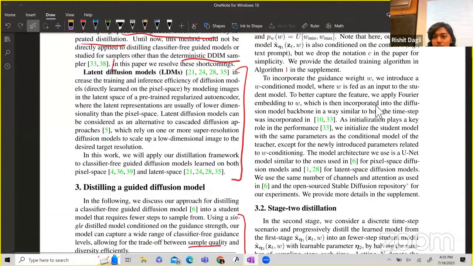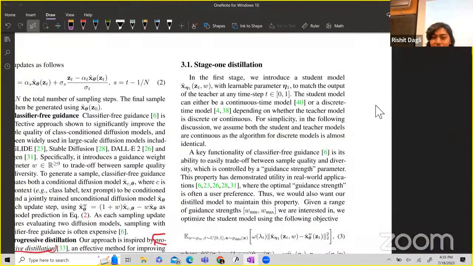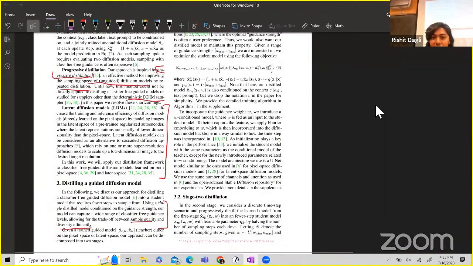So then in their method, they say they have this whole text on stage one distillation, which I don't feel.